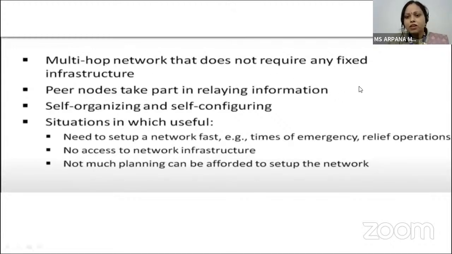A multi-hop network does not require any fixed infrastructure. This is in continuation of mobile ad hoc networks: multi-hop networks that do not require any fixed infrastructure. As we have already discussed, ad hoc networks are not fixed. These are infrastructure less wireless networks. Peer nodes take part in relaying information. As discussed, for multi-hopping, when distant point communication is needed, the intermediate access points work as relay points. They forward the information from the transmitting point to the receiving destination point.